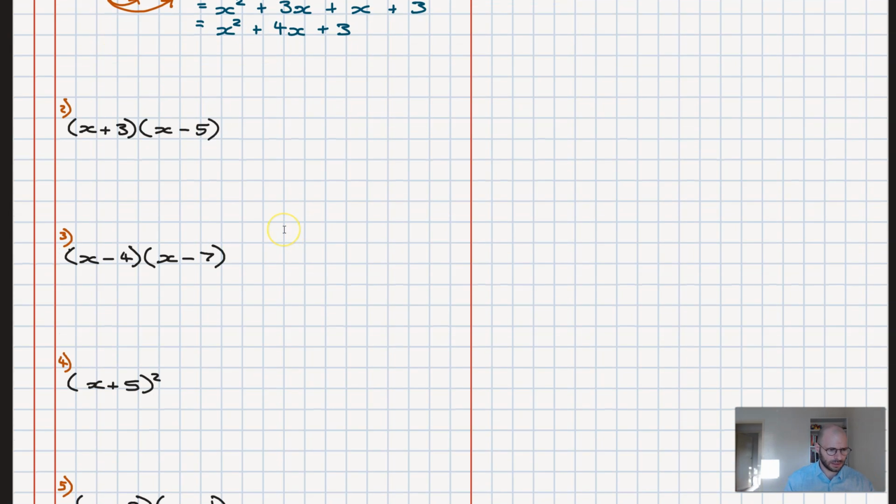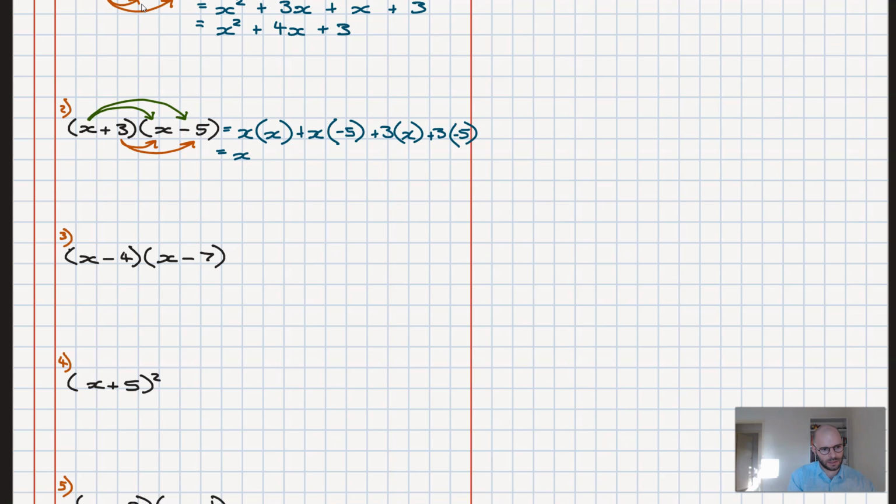Going down to our second example, we have x plus 3 multiplied by x minus 5. Using the same method, first term in the first bracket, that's the x multiplied with the x in the second bracket and the minus 5 in the second bracket. That's going to look like x times x plus x times minus 5. Now the second term, like so. So that will be 3 multiplied by x plus 3 multiplied with minus 5.